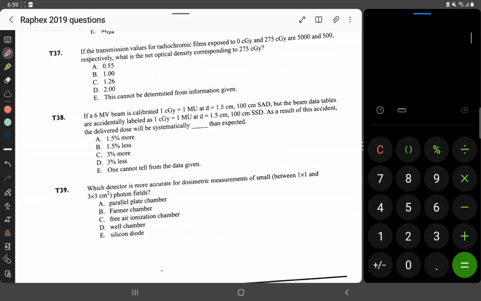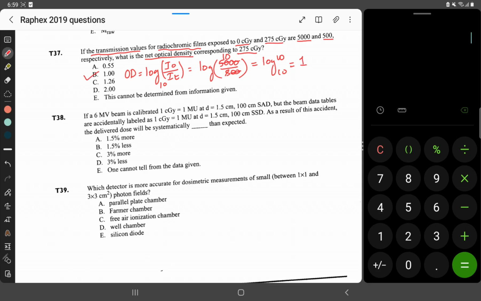So the first question: if the transmission values for radiochromic film exposed to 0 and 275 centigray are 5000 and 500 respectively, what is the net optical density corresponding to 275 centigray? As we know, the optical density formula is log10 of I naught by IT. We know the values: I naught is 5000 and IT is 500, so 5000 by 500 is 10. So it gives us log10 of 10, which is 1.